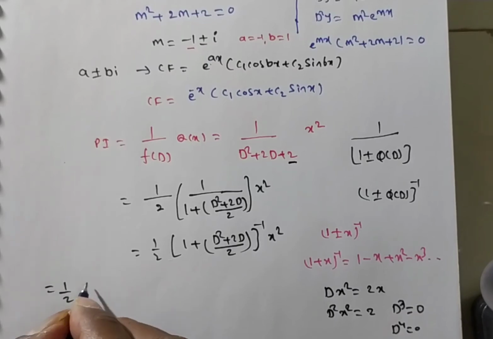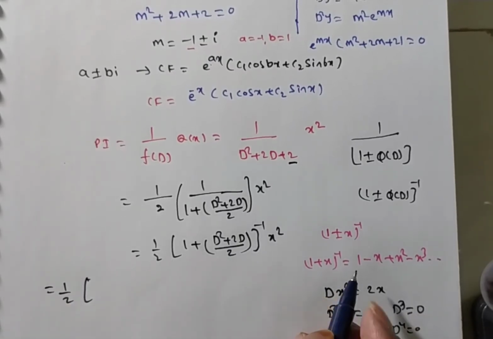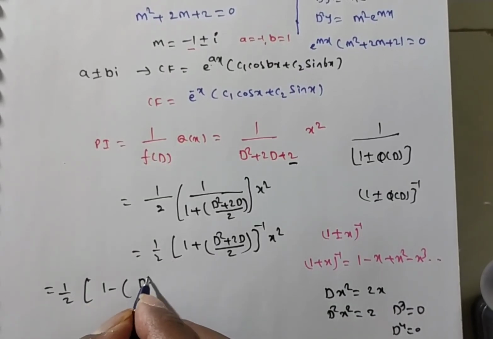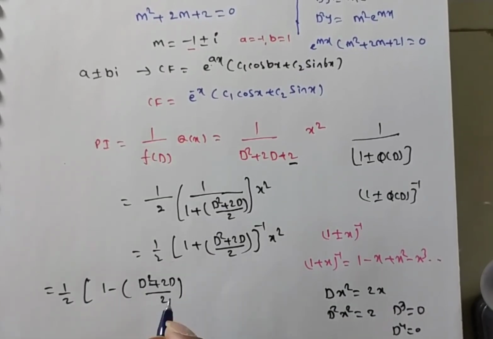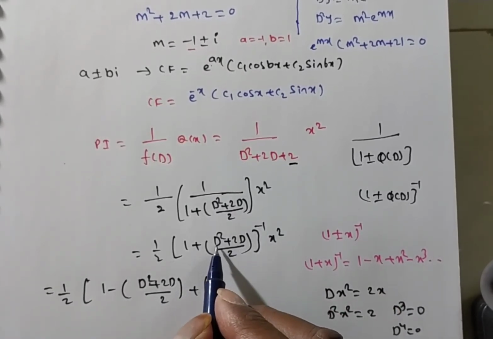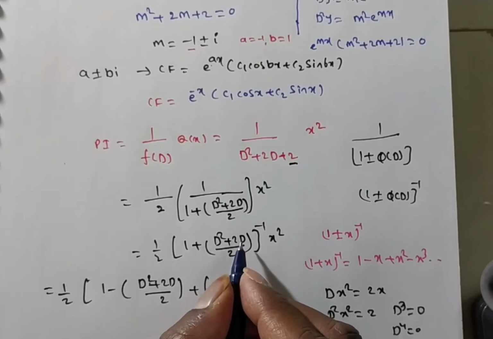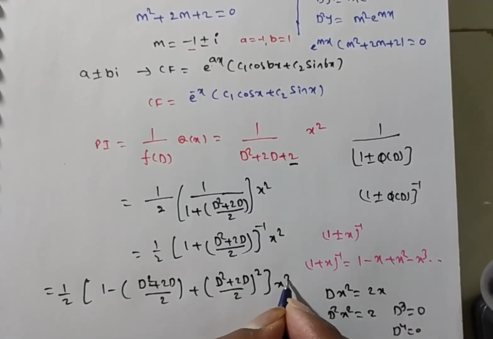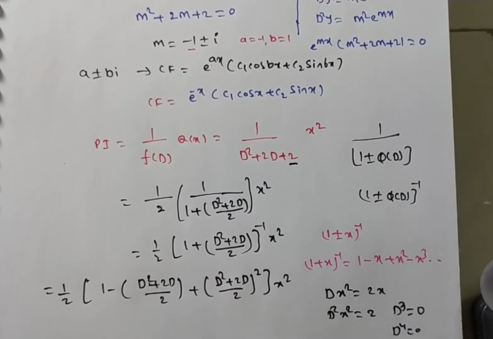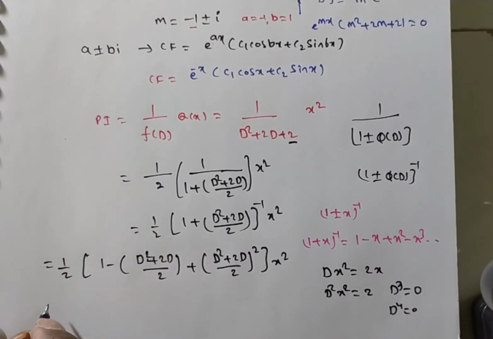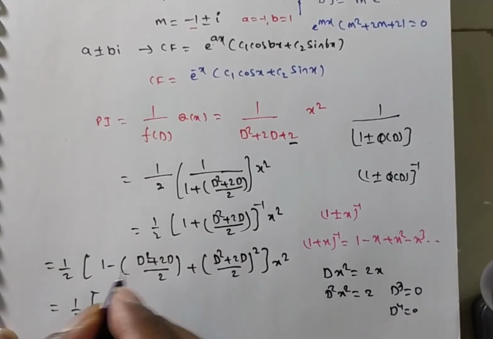Then 1 by 2 times of, this is 1 plus x. So 1 plus x whole inverse form, how are you expanding? 1 minus x, what is the x here? D square plus 2D by 2, right? Plus x square. Why are we taking x square? This is (a plus b) whole square form. Here you have D power 1, so you will get from this expansion the D square term. Now you see, D square plus 2D by 2 whole square into x square. I am not taking x cube, nothing but whole cube terms we do not require, because the highest derivative will become 0 only.